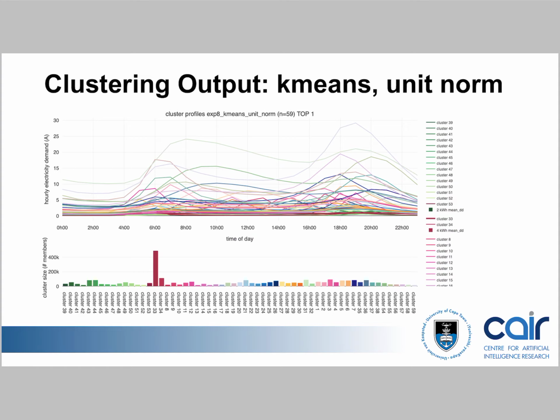Sorry, just realized I should explain what the two graphs mean. What we have at the bottom is a bar chart that shows how many daily load profiles were assigned to each of the clusters. And what we have at the top is our set of representative daily load profiles for each cluster. So if we've got 59 clusters, there'd be 59 representative daily load profiles at the top. And it's hourly electricity demand, current demand in amperes from midnight to midnight.